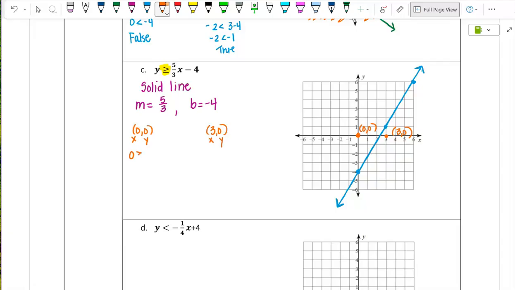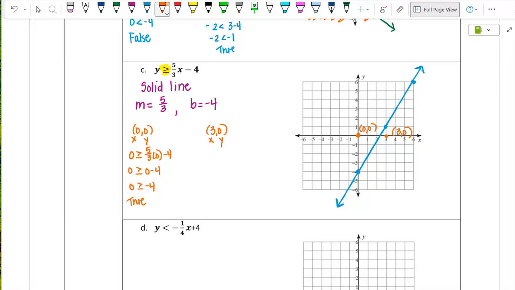So 0 is greater than or equal to 5/3 times 0 minus 4. 0 is greater than or equal to 0 minus 4. 0 is greater than or equal to negative 4. Is that a true statement? Is 0 greater than or equal to negative 4? Yes, that is true.